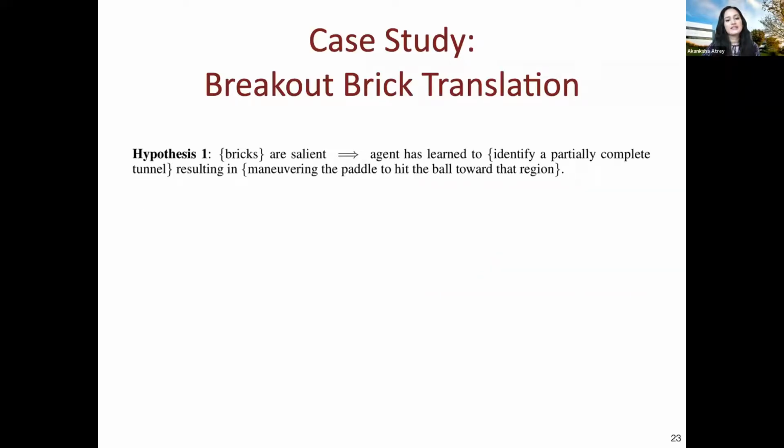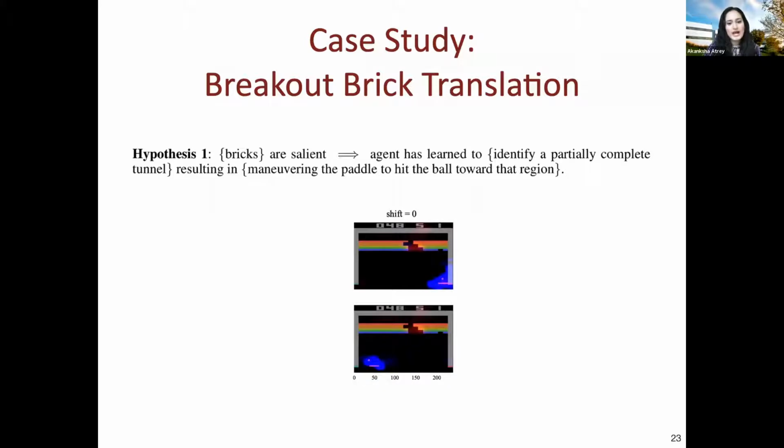So let's look at a case study, going back to the very first example that I presented. Bricks are salient implies that the agent has learned to identify a tunnel, resulting in maneuvering the paddle to hit the ball in that region. Here the top and the bottom image contain reflections of ball and paddle under the same tunnel configuration. It's the same tunnel, with the ball and paddle just on the right in one and on the left side in the other.